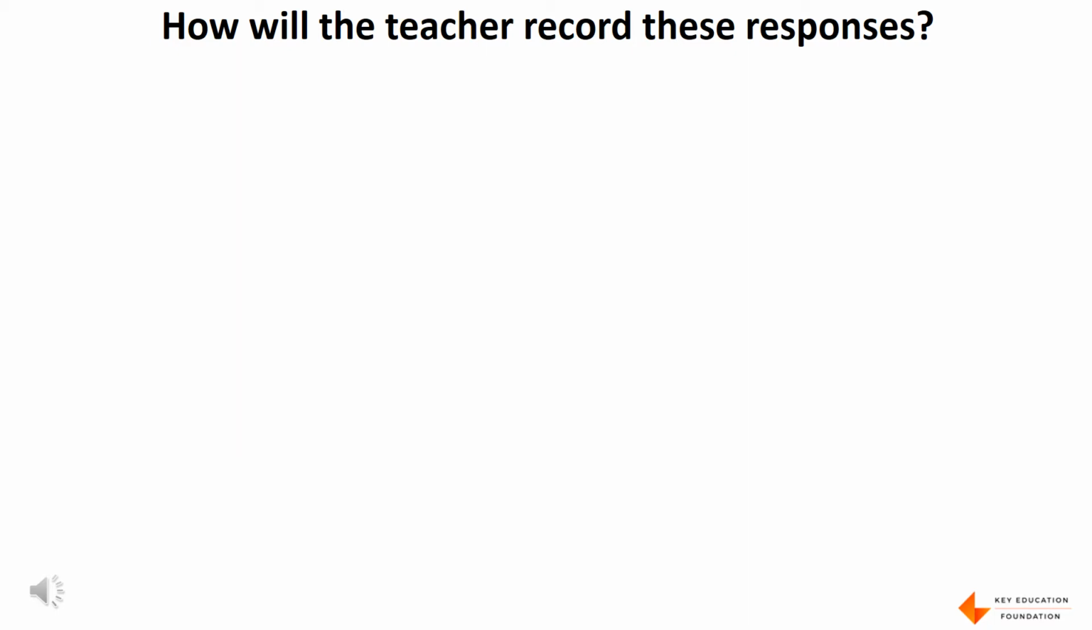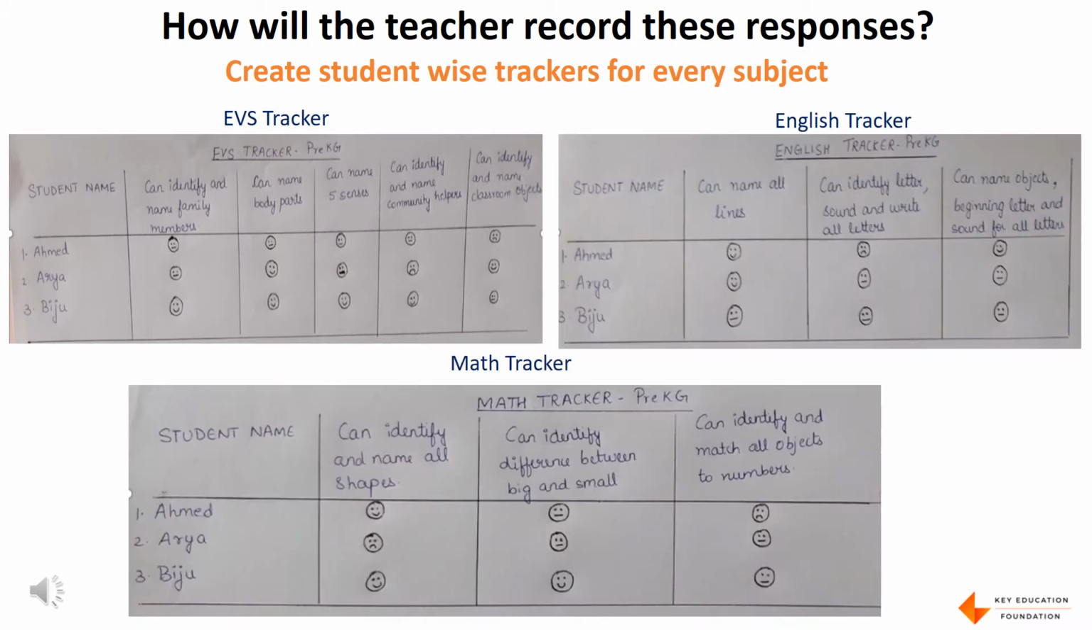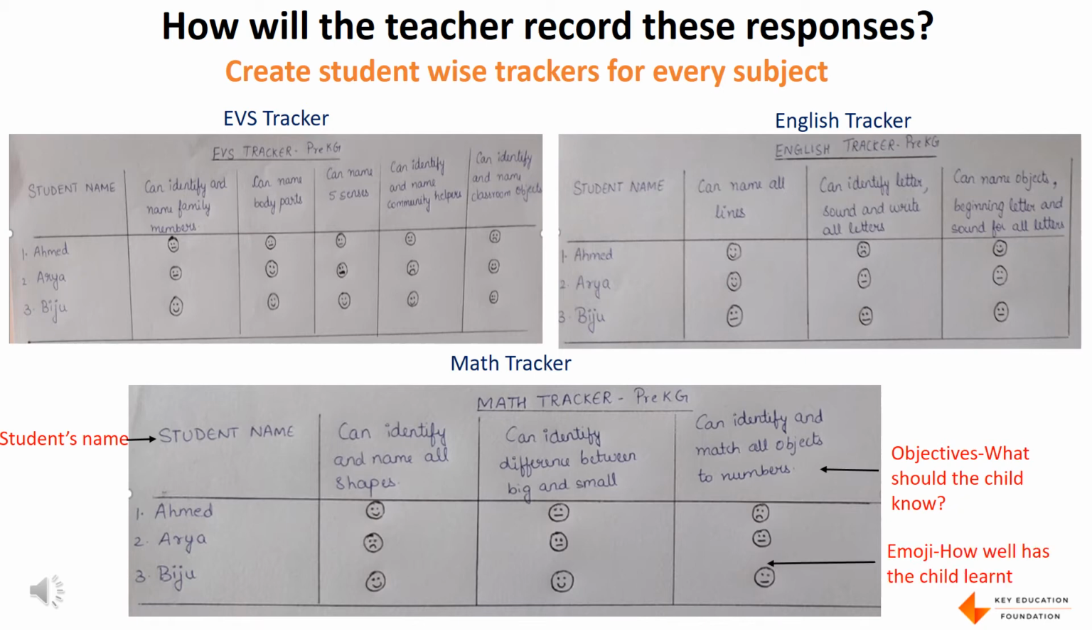Now how will you track these responses? You will create student-wise trackers for every subject. That is, you will create a tracker for EVS, English and Math. You will need to enter the student name, the objectives, that is the different topics that the child needs to know, and the emojis that are sent by the parents for each question. This will help you understand how well the child has learned that particular topic.